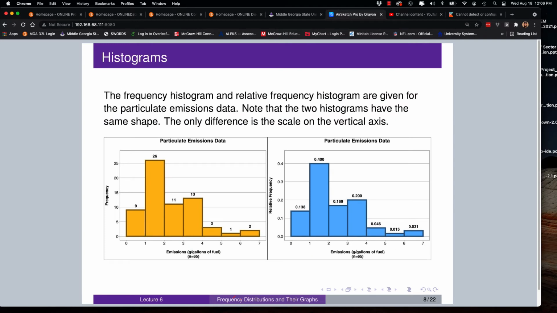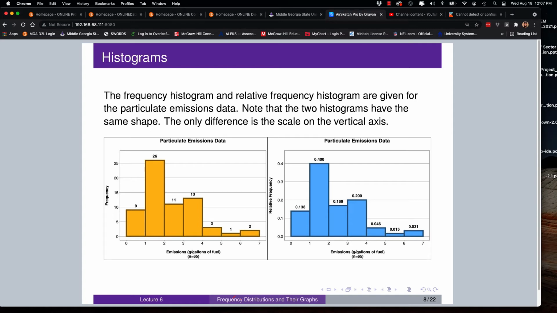So here's two I created in R, a frequency and a relative frequency for that emissions data. And they have the same shape. The only difference is the scale on the vertical axis and the values that we have at the top of each bar. We've got the frequencies highlighted above here on the particular emissions one, and the relative frequencies over here.